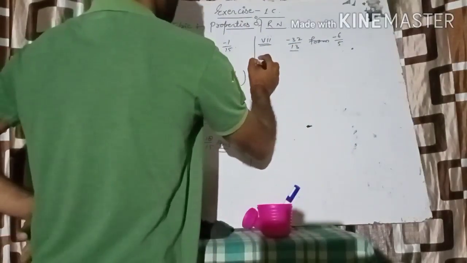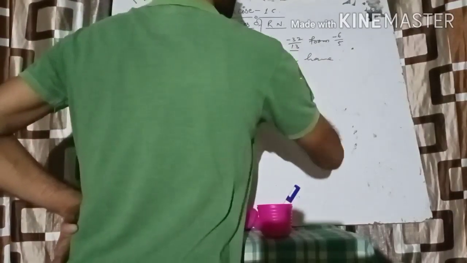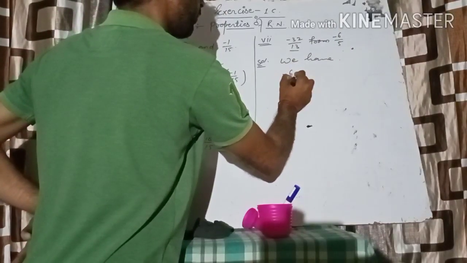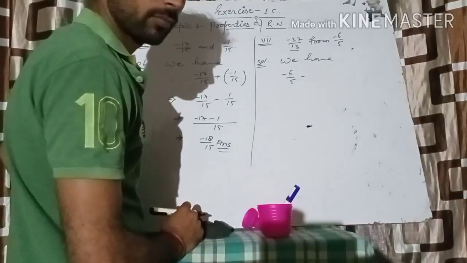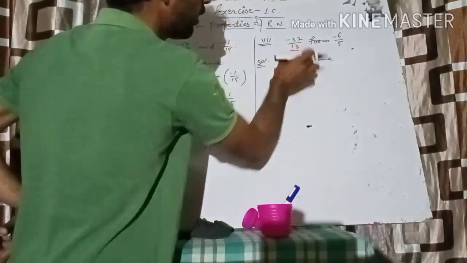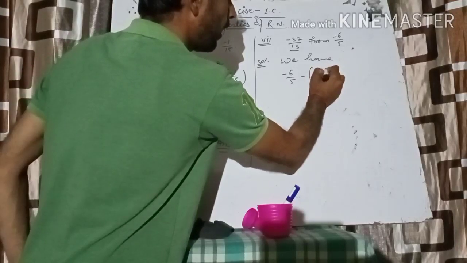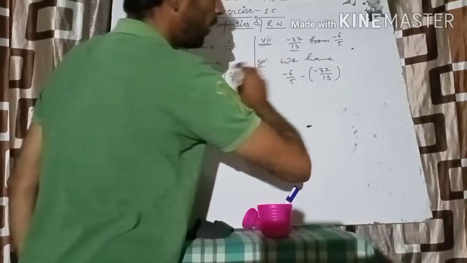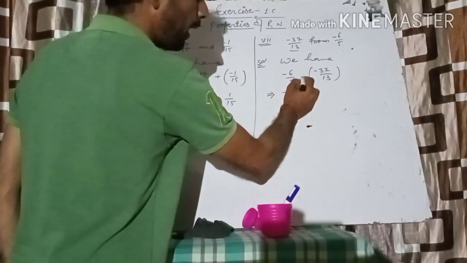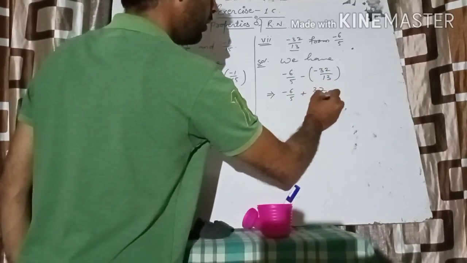Okay, now how will you solve it? Solution, we have minus 6 by 5 minus, what we have to do here? Subtract them. And what is the question? What we have to subtract? This rational number, minus 32 by 13. So this implies it becomes minus 6 by 5, minus into minus becomes plus 32 by 13.